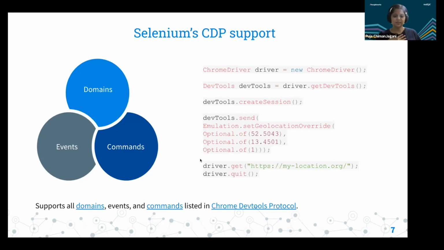Parameters are nothing but latitude, longitude, and accuracy of the geolocation, as in what location you want to be set. And after that, you can use your Selenium commands to go to a particular URL and see if that location has changed. It's a very simple example to do this.